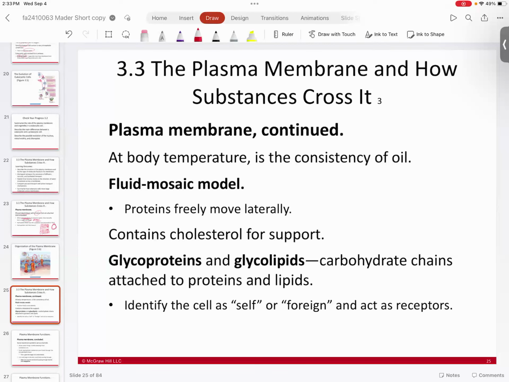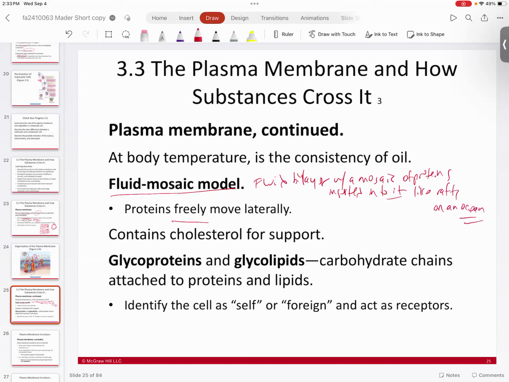So that entire image is basically a visual of what we now refer to as the fluid mosaic model. So basically what we have is a fluid membrane with a mosaic of proteins inserted into it, like rafts on an ocean. Imagine a raft just sort of freely moving laterally, drifting about in this ocean-like lipid membrane. Okay, that's the idea of the fluid mosaic model.